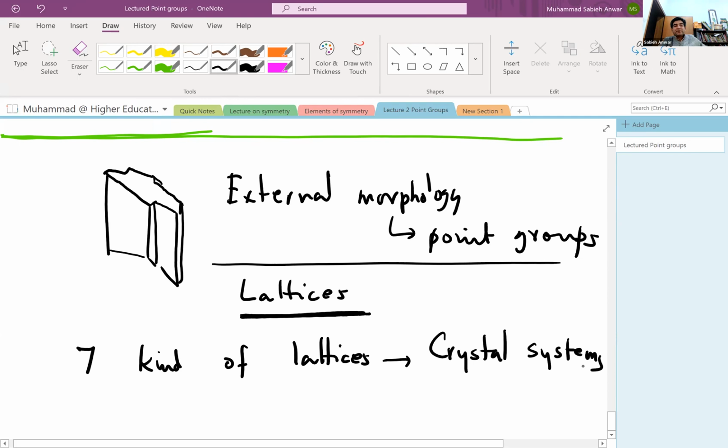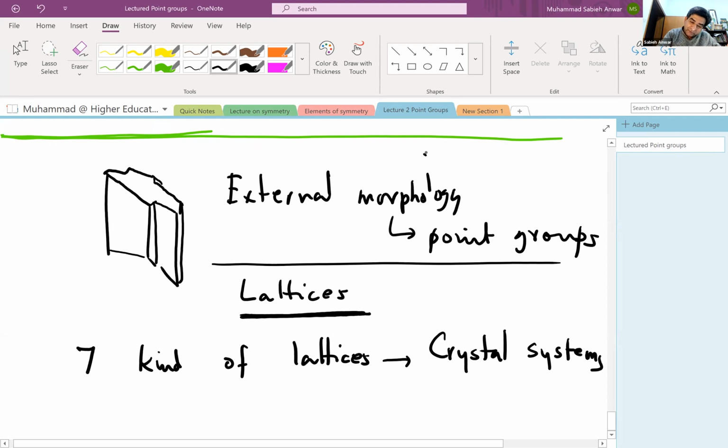Now, in the next lecture, what we would like to do is look at a point group and see what constraints it imposes on the lattice. There's a repeating unit in the lattice that is called the unit cell. What constraints does the point group impose on the shape of the unit cell? It turns out that only 7 kinds of shapes are possible, which are called the crystal systems. They are triclinic, monoclinic, orthorhombic, tetragonal, cubic, hexagonal, and trigonal or rhombohedral. Only 7 kinds of crystal systems are possible, and they arise because of the point groups.